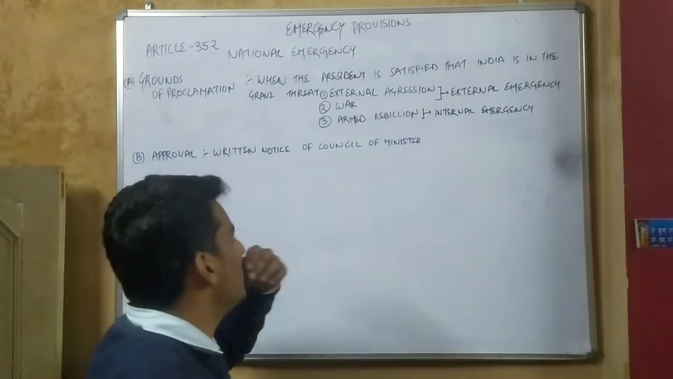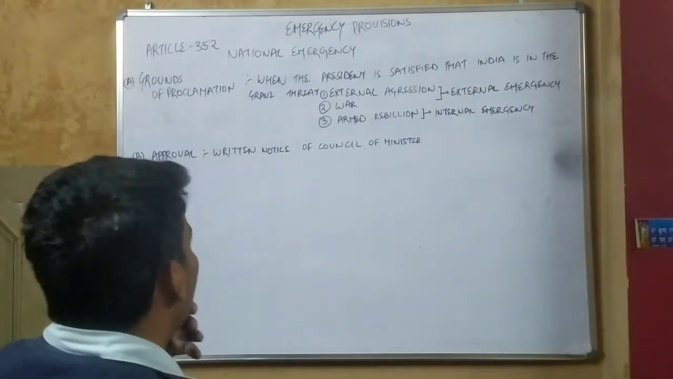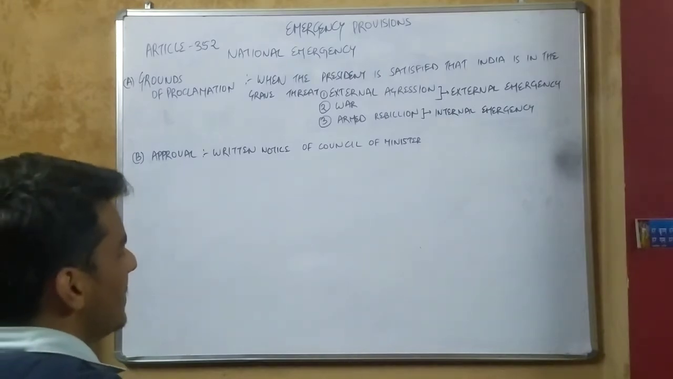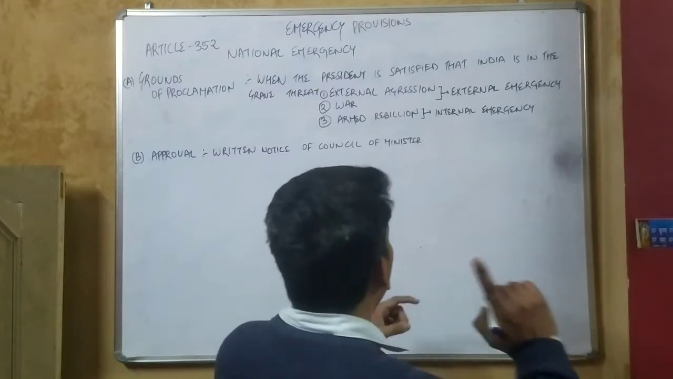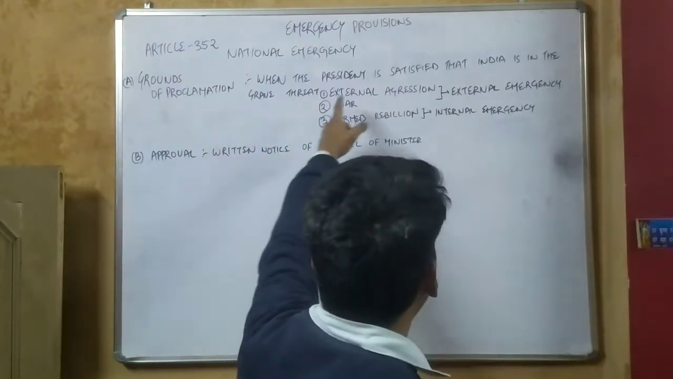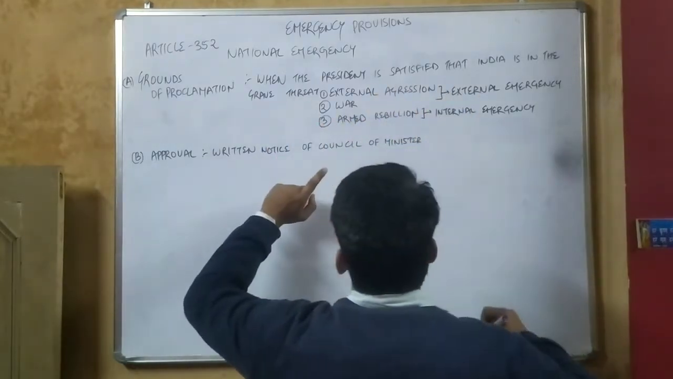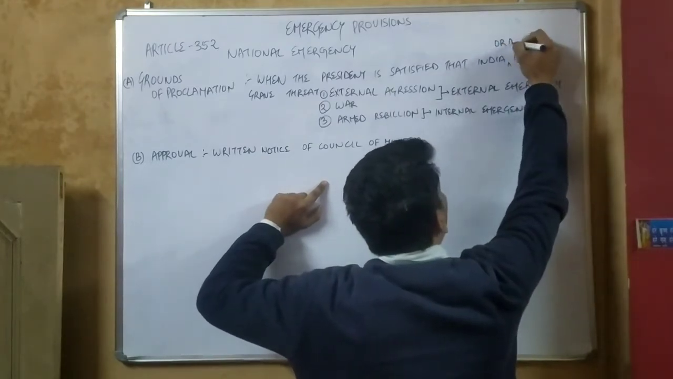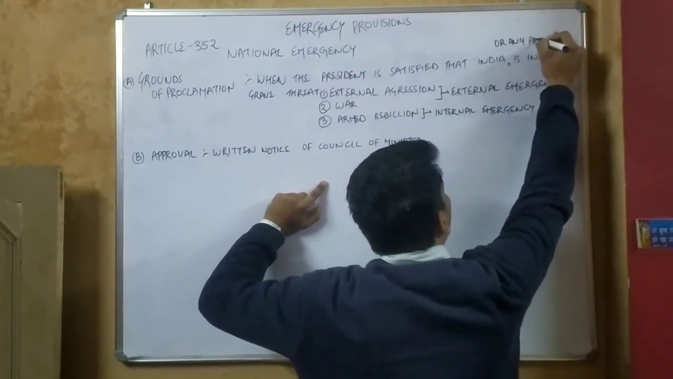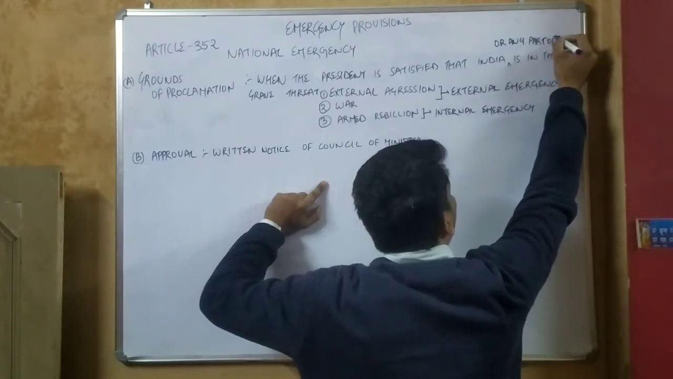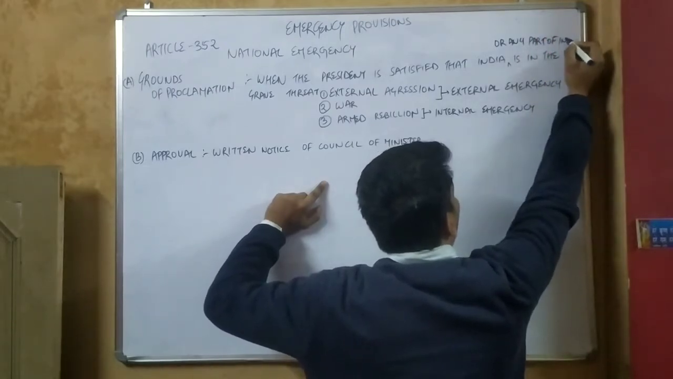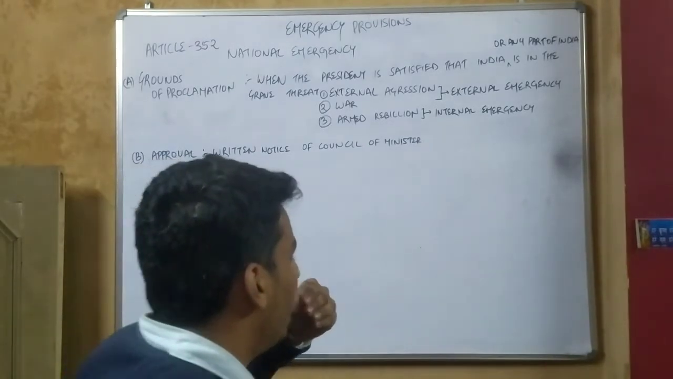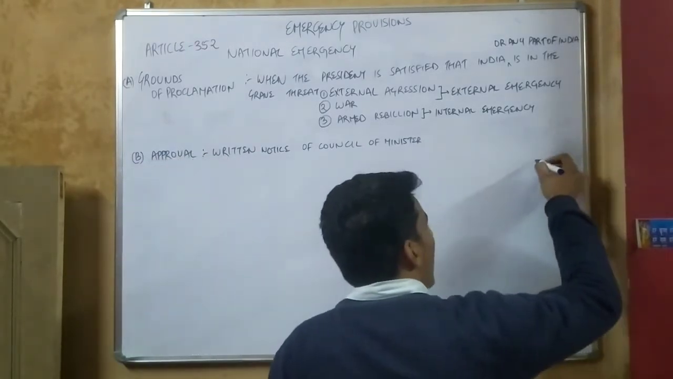There is a consent of every council of minister to the president, stating that there is a grave threat, and the best thing that the president can do is to impose the national emergency. You have to make a point here. When the president is satisfied that India is under grave threat, we have to mention India as a whole or any part of India, because if you talk about war and external aggression, that could cover only a part.